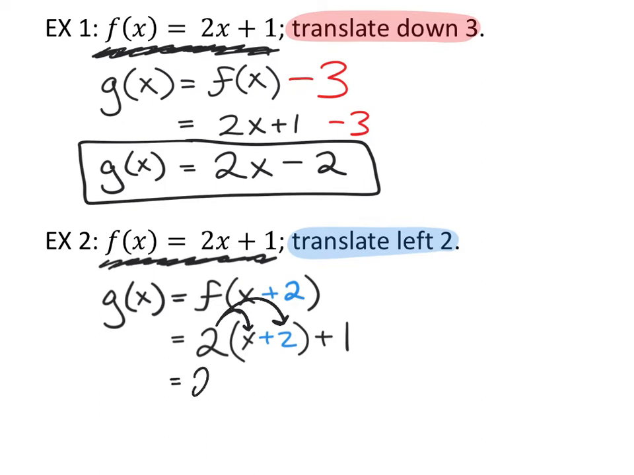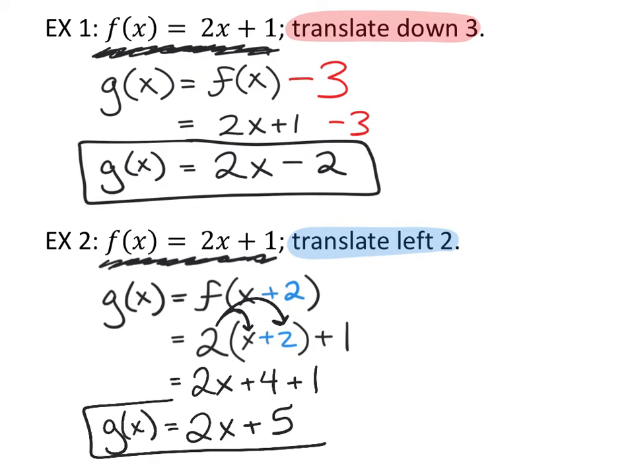2 times x is 2x. 2 times 2 is 4. And then I have this 1 that I brought down at the end. Is there something else I can simplify? The 4 and the 1. The 4 and the 1 are just straight up regular numbers. So let's add those together. That means that's going to be 5. So my final function here, that I think is the right answer, is g of x equal to 2x plus 5.